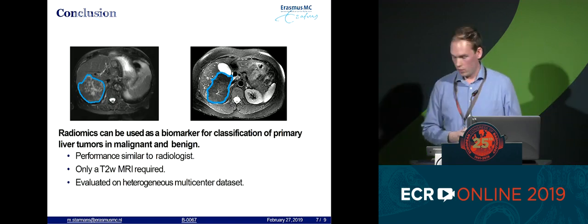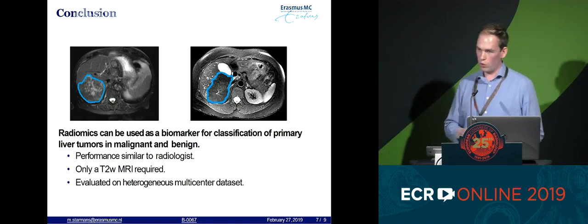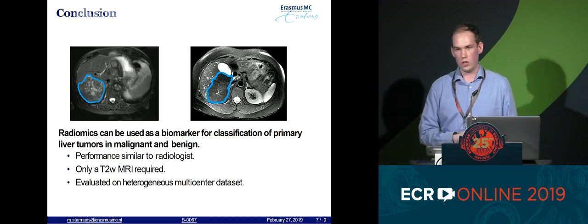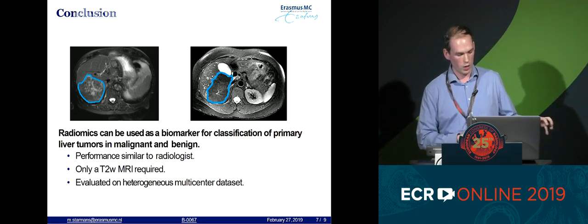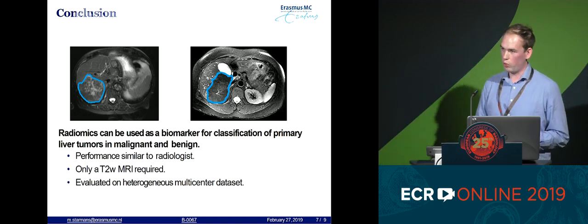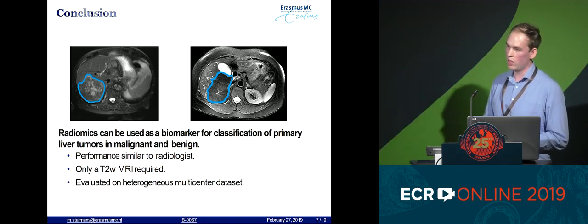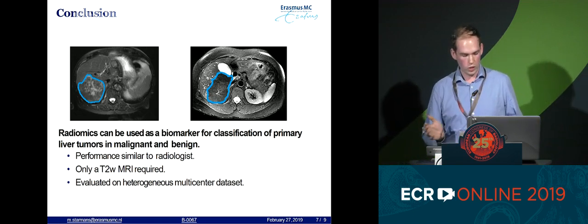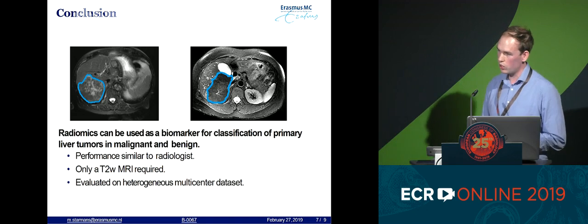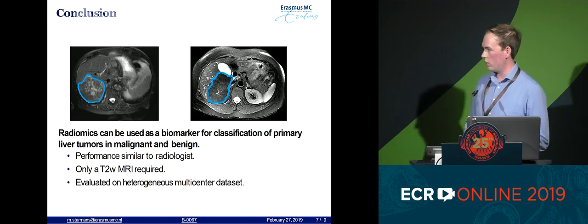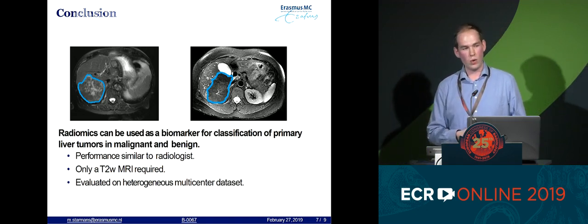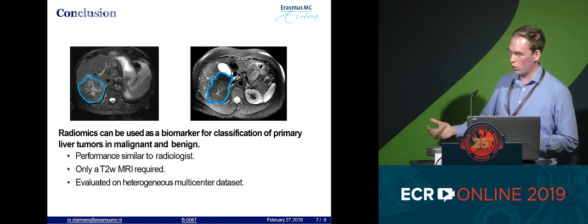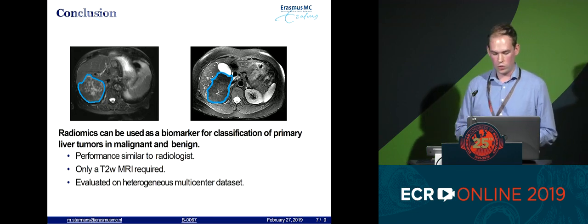So then I can already go to my conclusion. So from this we can conclude that radiomics can indeed be used as a biomarker for this classification of primary liver tumors into malignant or benign, because the performance is similar to the radiologist. So the benefit of this is that you only need a T2 MRI, no biopsies, and in this case no additional sequences. And by training and testing it on this heterogeneous dataset, our model has already seen quite some different sequences from different hospitals, so we're pretty confident it will also work on various sequences from other hospitals.